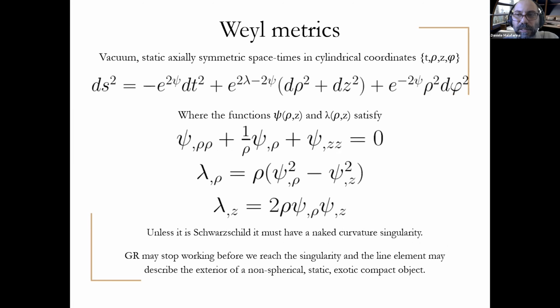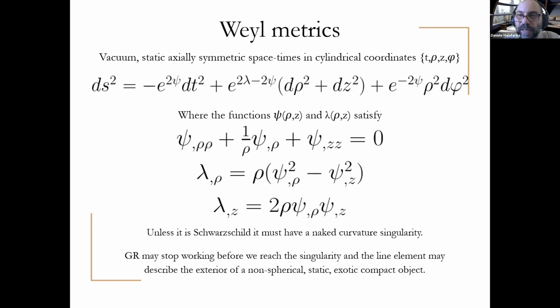Some of you may know the line elements, some of you may not. So I'll go very briefly here. This is the general form of the static axially symmetric vacuum solutions. It's called the Weyl class. It depends on two functions. And there's basically only one equation that you need to solve the system completely. And it's this Laplace equation in two dimensions. Once you solve that, the other two equations are solved by quadrature. So in principle, all solutions of this class are known. And in principle, there's an infinite amount of solutions of this class.